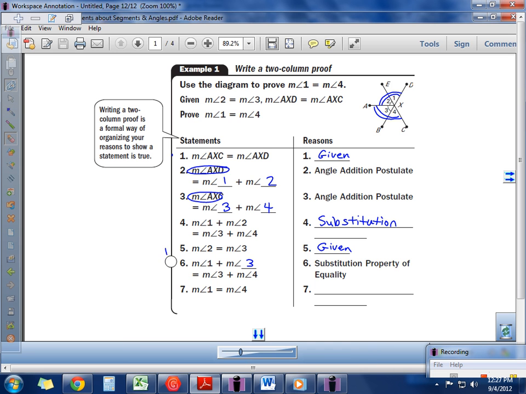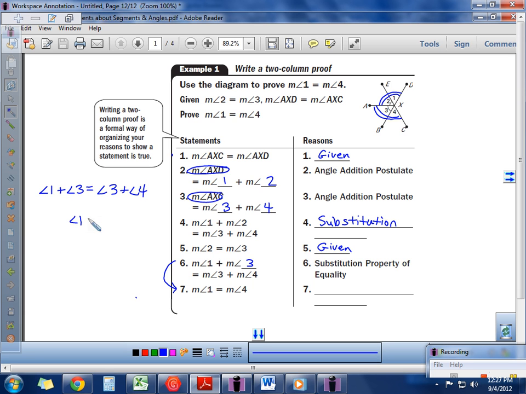Now the last one. How are they able to go from 6 to 7? That's the question. So something goes on there. You got to look carefully. I'll write it out here. I think it's easier to see out to the side. Angle 1 plus, and I'm going to shorthand it a little bit. Angle 1 plus angle 3 equals angle 3 plus angle 4. They go from there to angle 1 equals angle 4. How do you go from here to here?